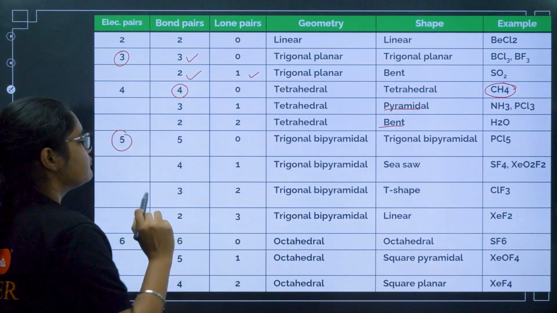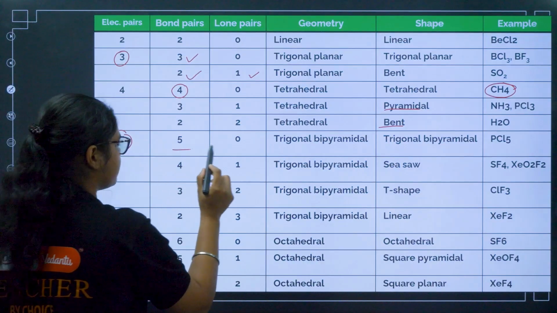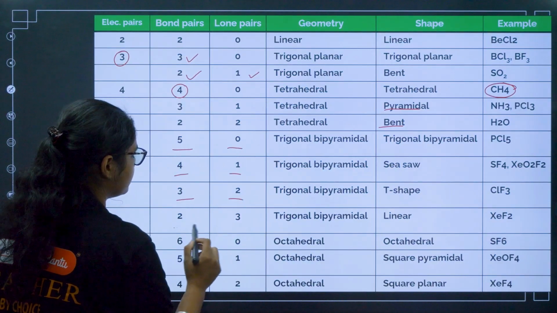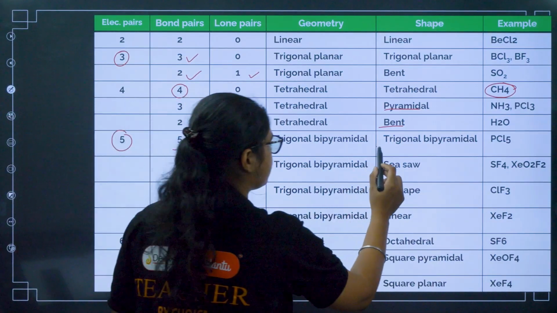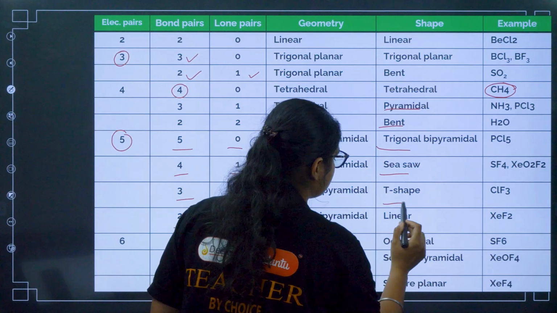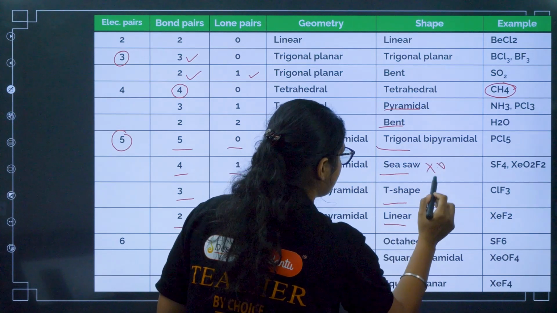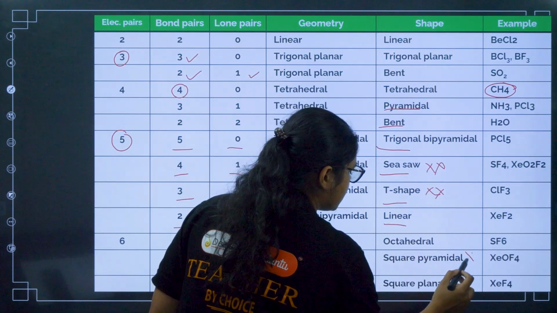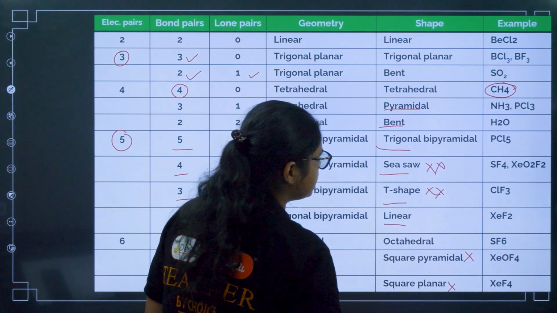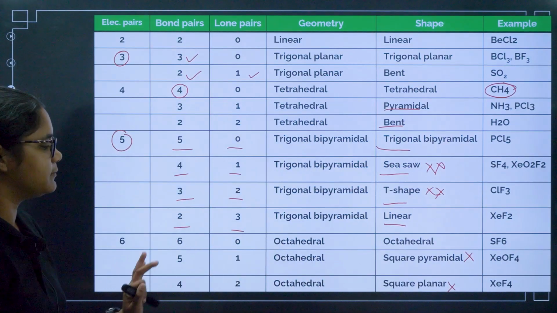Now if you have 5 electron pairs, what are the possibilities? 5 0, 4 1, 3 2, 2 3, right? So here we'll get trigonal bipyramidal, seesaw, T shape and linear. This is important, this is important. Square pyramidal, square planar. Okay, these are all important geometries, so please remember them.